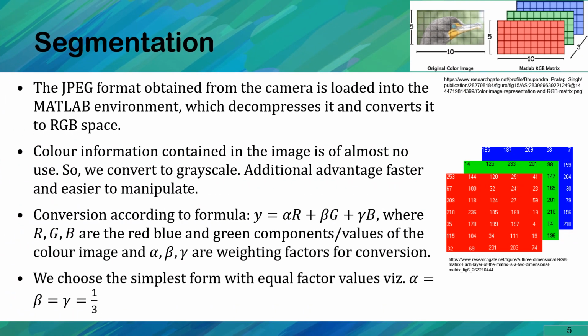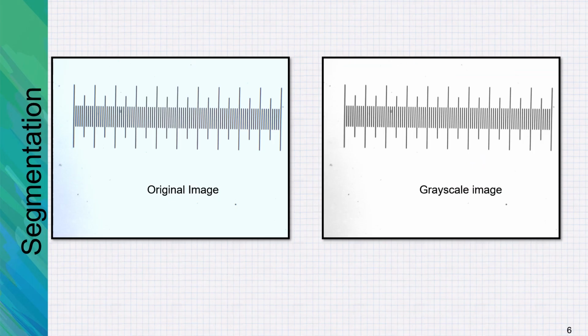In the segmentation part, the first thing we do is to convert the image from a color image to a grayscale image. This is done because in our case the colors do not convey any useful information and can be safely discarded, and also to reduce computation costs. In our conversion process, we have given equal weightage to the red, blue, and green channels of the RGB image. You can see here that there is not much of a difference between the original color image and the grayscale image.